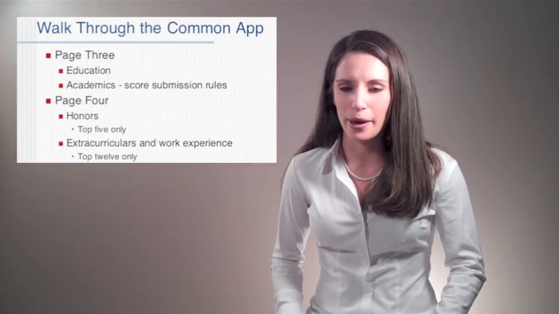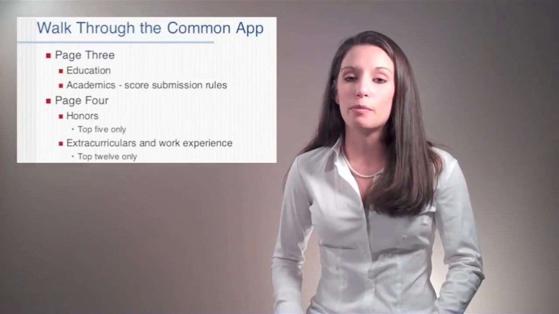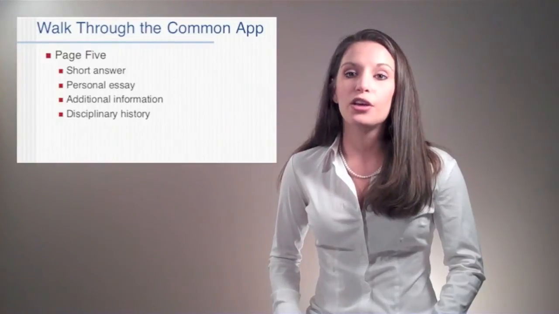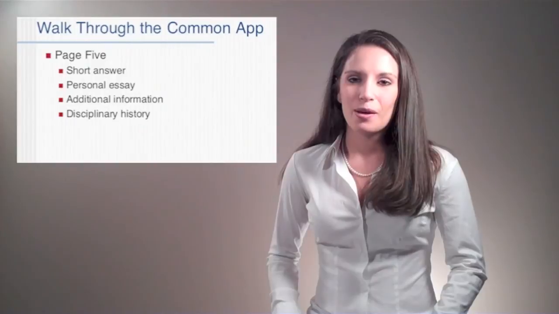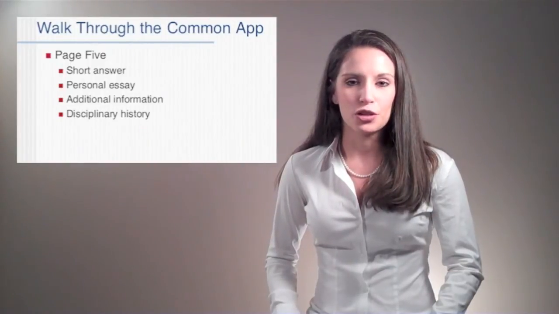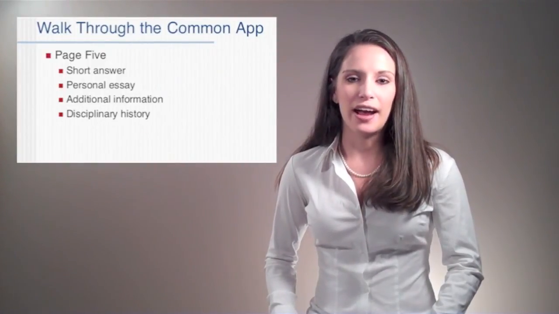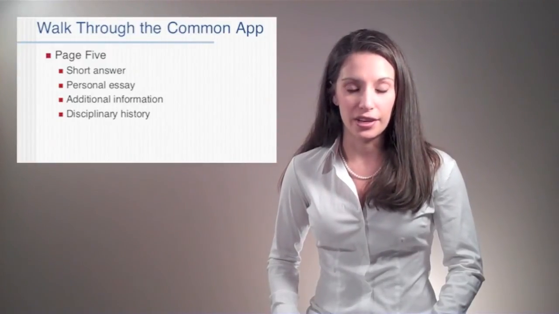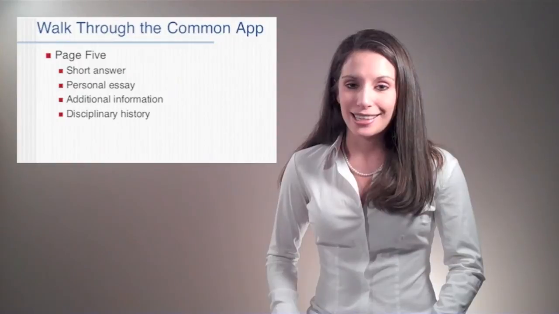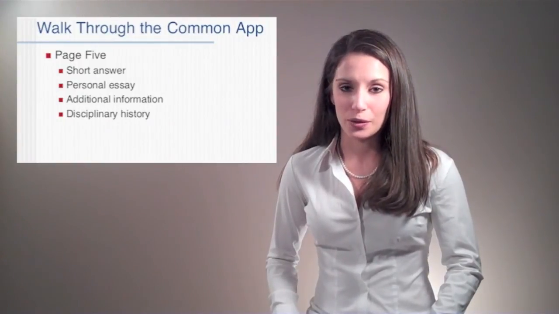So once you get through that page, which is pretty difficult and probably one of the hardest you'll deal with, you go to page 5, which isn't a whole lot easier. The first part of page 5 is a short answer, and the short answer asks you to sort of expound on one of your extracurricular activities. It's open-ended, and you need to think about how you want to answer it.